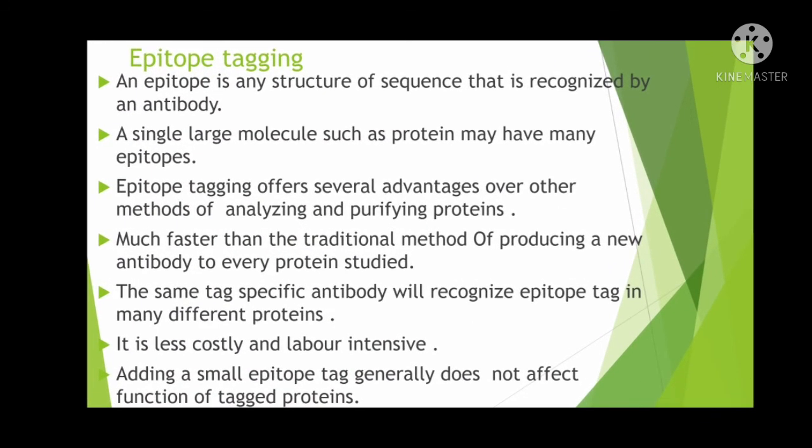And the last one is epitope tagging. An epitope is any structure or sequence that is recognized by an antibody. A single large molecule such as a protein may have many epitopes. Epitope tagging offers several advantages over other methods of analyzing and purifying proteins, much faster than the traditional method of producing a new antibody to every protein studied.